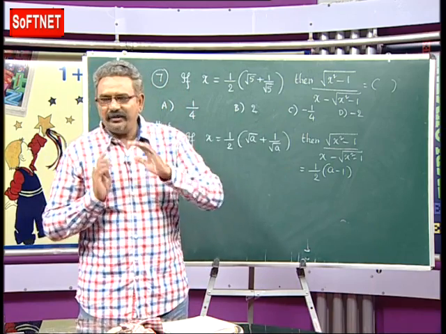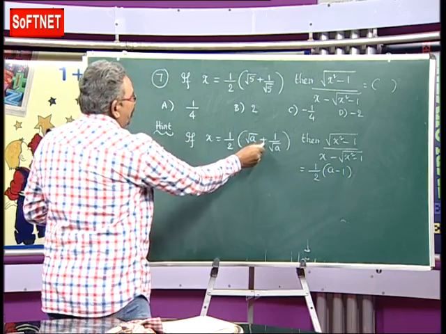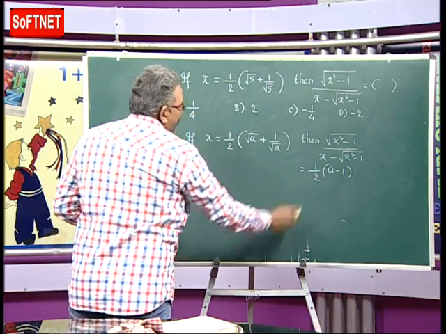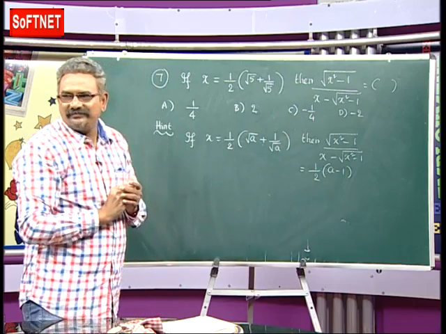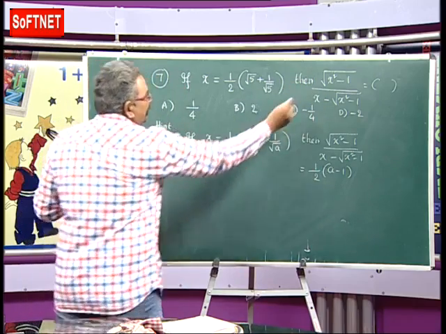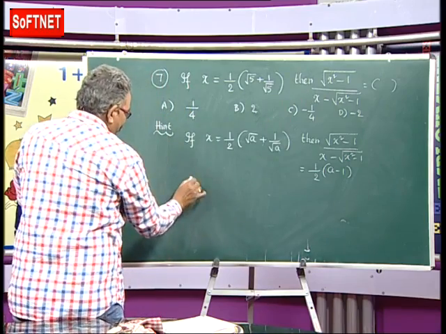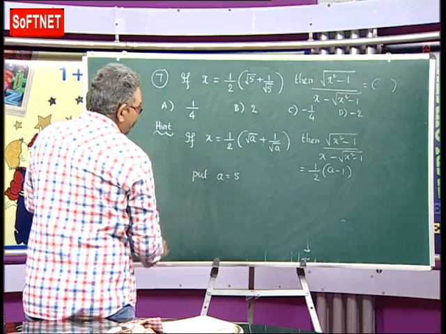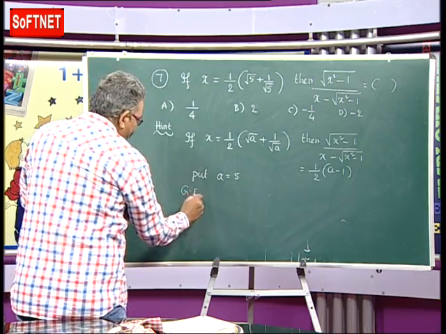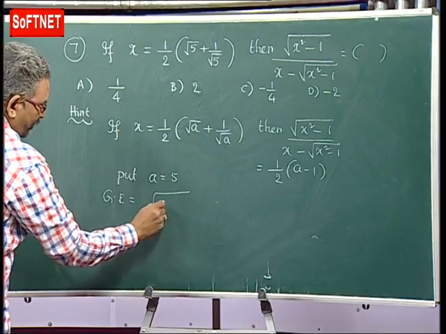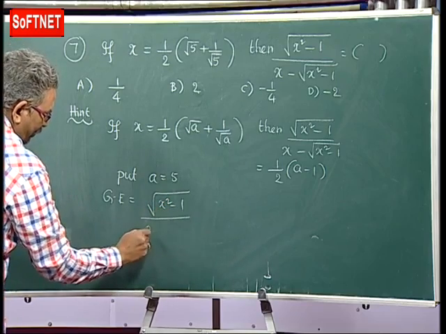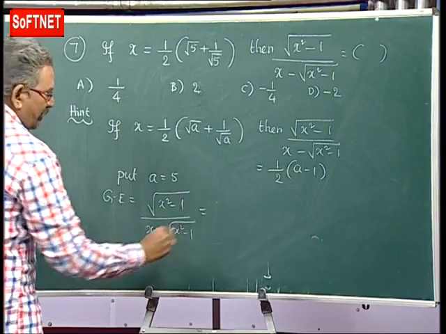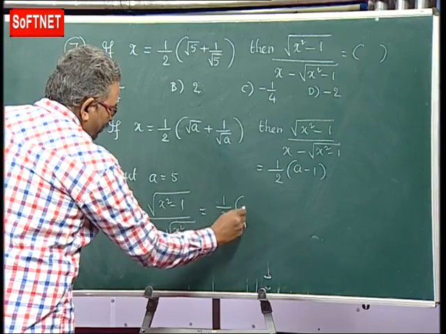So now very simple, just compare this one to this one, a will be 5. If you put a is equal to 5, we get our answer. That is why now put a is equal to 5. Now the given expression, root of x square minus 1 by x minus root of x square minus 1, becomes half into 5 minus 1.